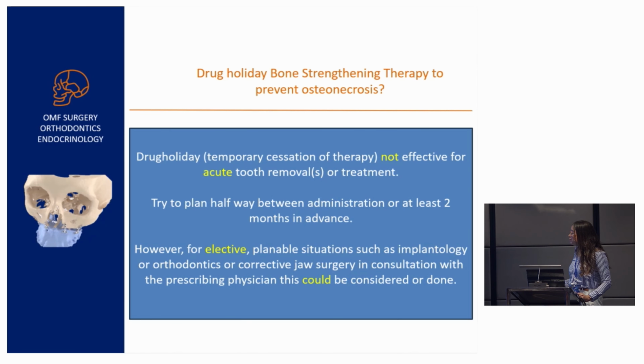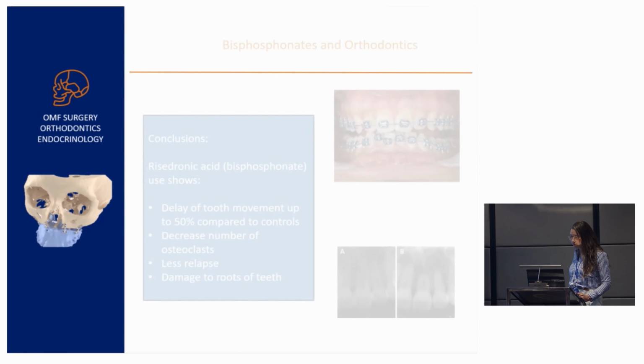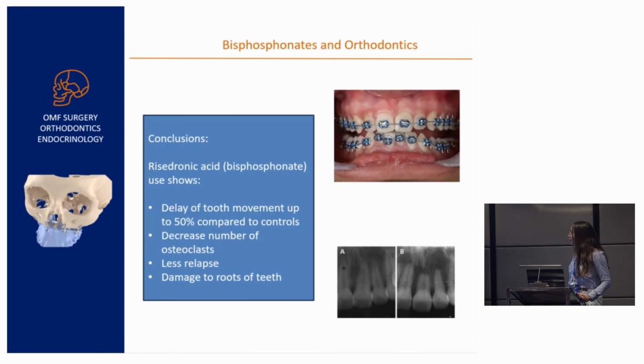If it's possible, try to plan halfway between the administration, or at least 2 months before the next administration, so the bone has enough time to recover. However, if you are going to do elective procedures, plannable procedures, such as implantology or orthodontics or even corrective jaw surgery, you could consider stopping the medication for a short amount of time. And also, of course, in consultation with the prescribing physician.